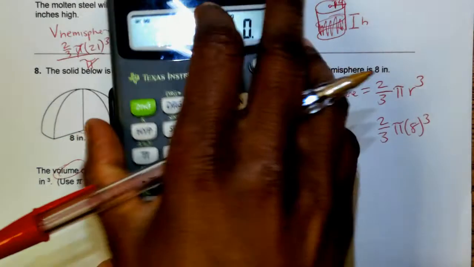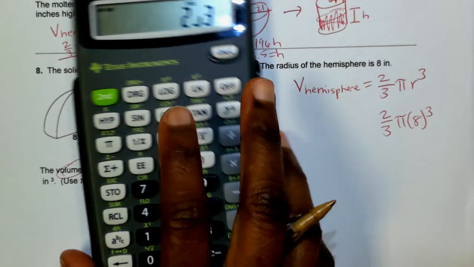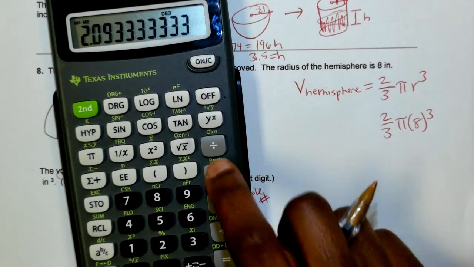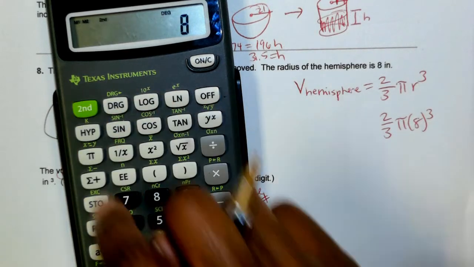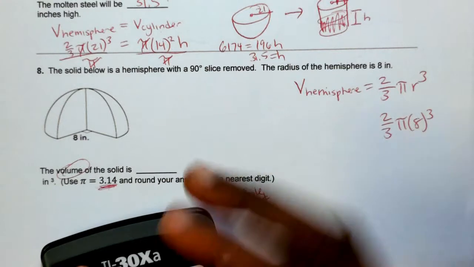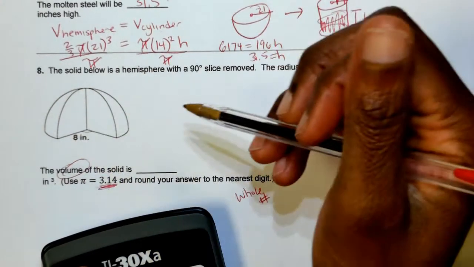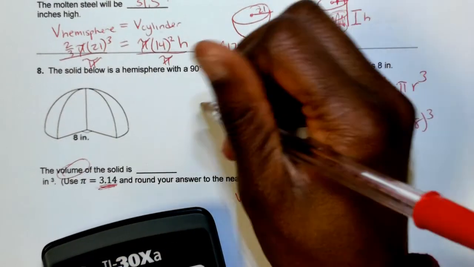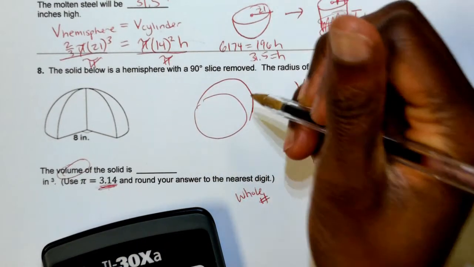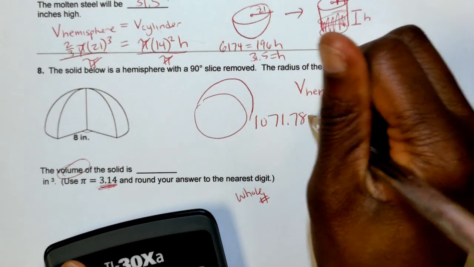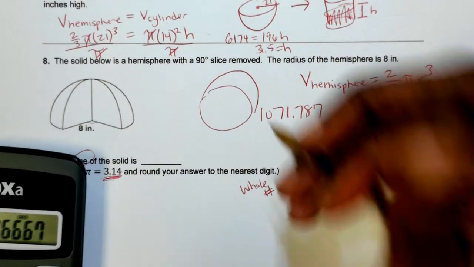2/3 pi r cubed, and r is 8. Okay, so we're going to do 2/3 times 3.14, because they've asked us to use 3.14 on this particular problem, times 8 cubed. That would be the volume of the hemisphere. One chunk of the hemisphere is removed. So if we were to have the whole hemisphere, that would be the 1071.787. But a quarter of it's missing.